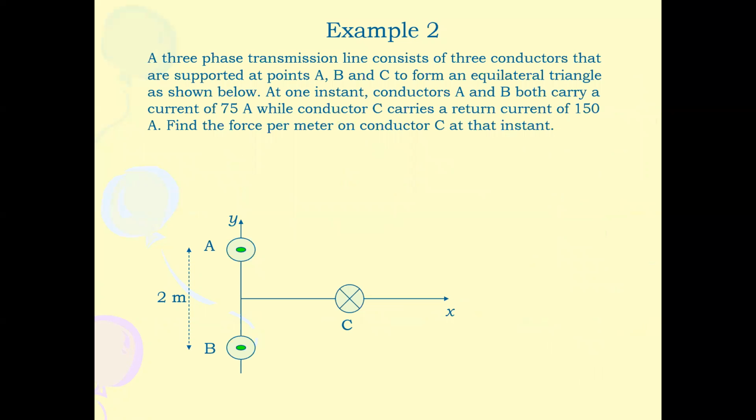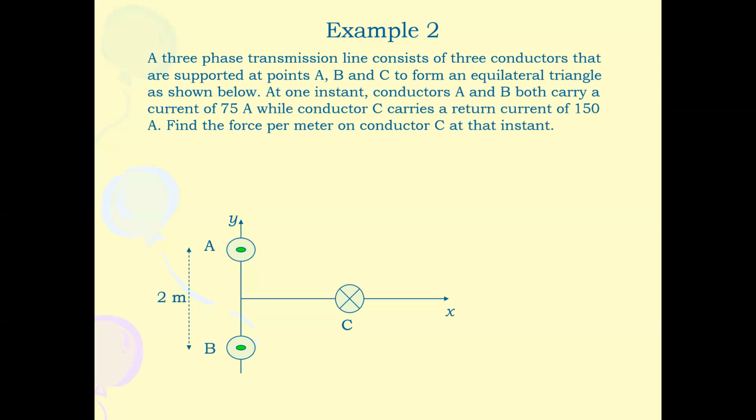Okay, so let's have a look at example number 2 for the force calculation. We are given in this example a three-phase transmission line consisting of three conductors that are supported at points A, B, and C to form an equilateral triangle as shown below. At one instant, conductors A and B both carry a current of 75 ampere, while conductor C carries a return current of 150 ampere.